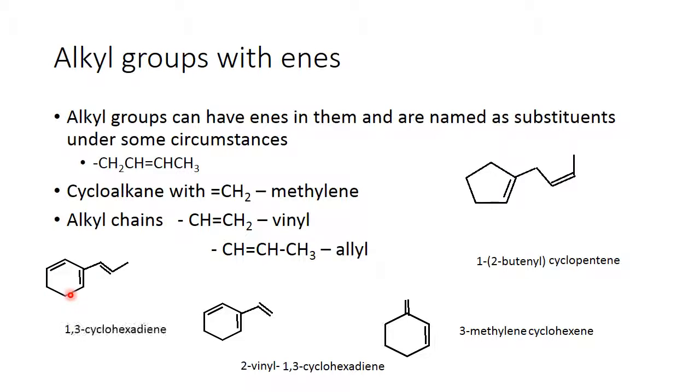Let's name this one. This right here again is 1,3-cyclohexadiene. The substituent, however, is something that we call allyl. And allyl, it really could be called propenyl, which we do. We will call this 1-propenyl. And so if I look at this compound, I'm going to call it 2-allyl.